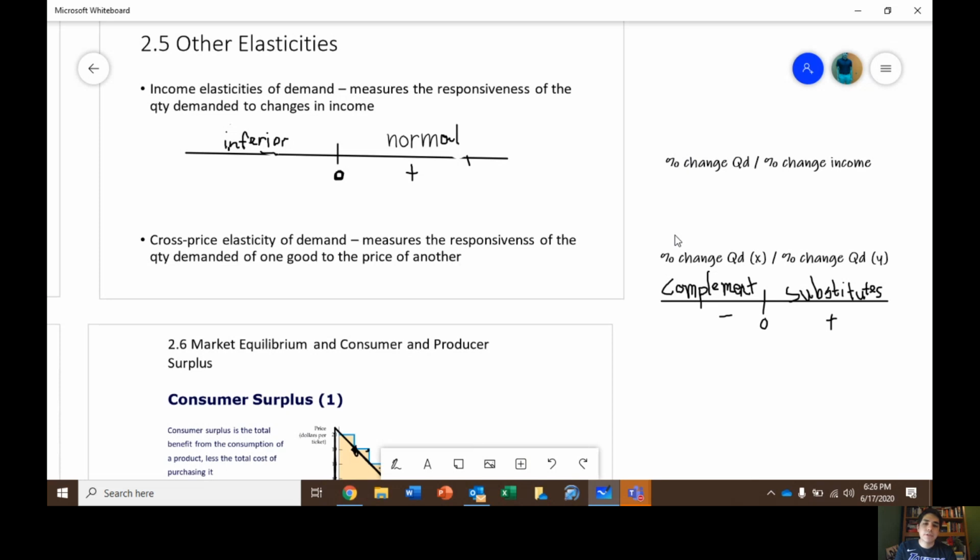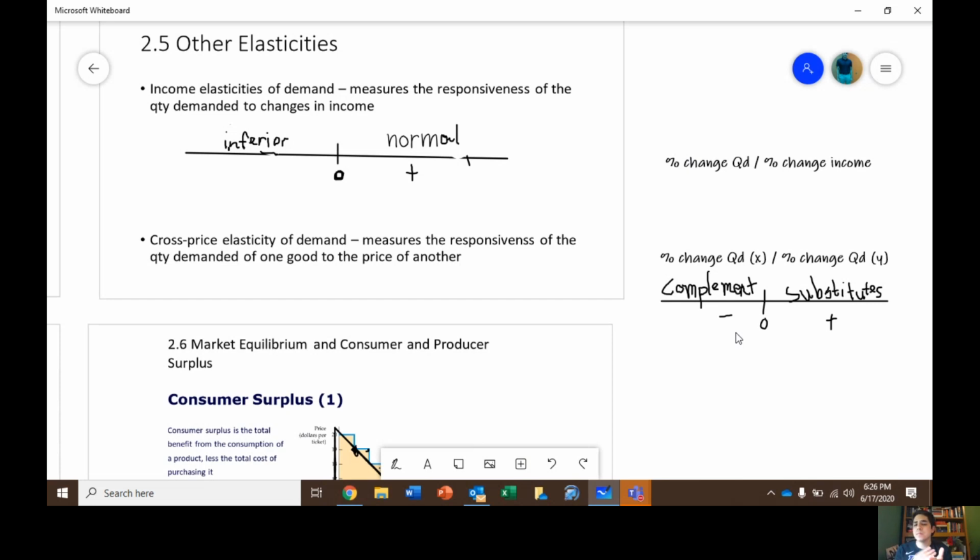Cross-price elasticity of demand measures the responsiveness of the quantity demanded of one good to the price of another. So the way you calculate it is the percent change in quantity demanded of good X over the percent change in price of good Y. If you get a negative, they're complements. If you get a positive, they're substitutes. So we already talked about how Oxycontin is a substitute for heroin.